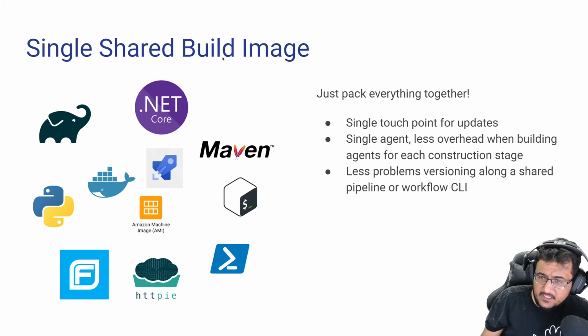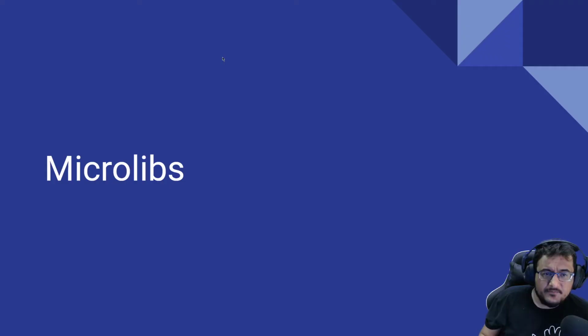Then you will have a single agent, which means less overhead, and you will avoid all the versioning that comes with having a single touch point for updating. One drawback of this, of course, is that the images tend to become very big over time, because as you keep adding characteristics to the platform, you will have more problems. But I think the trade-off here is really good for what you get with having a single shared image.